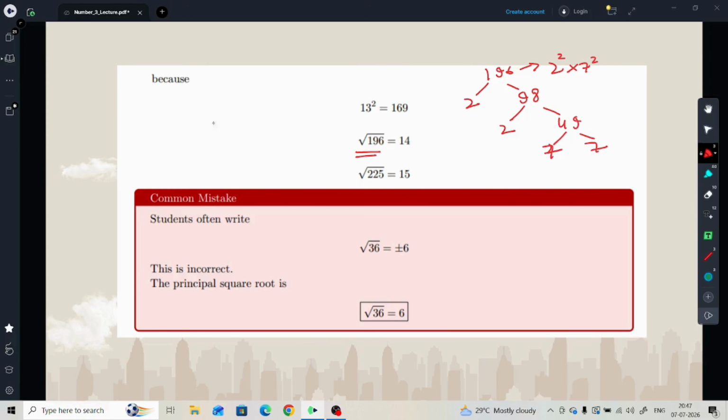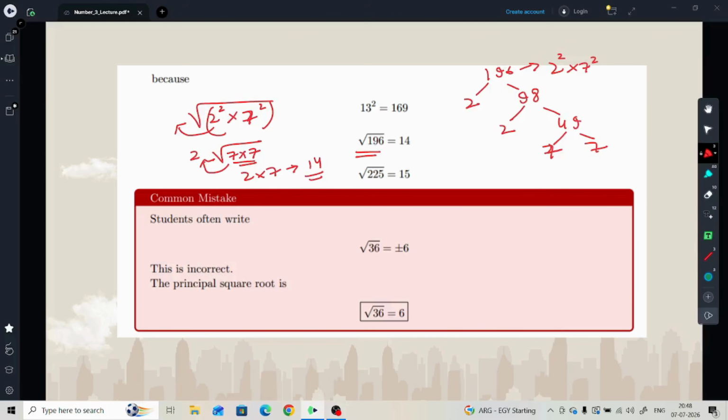And then you can write this inside the square root: 2 square into 7 square. You can see that 2 is appearing 2 times, so you can take one 2 outside, and we'll be left with 7 into 7. Then 7 is also in a pair, so we can take 7 outside also. So it becomes 2 times 7, that is 14.